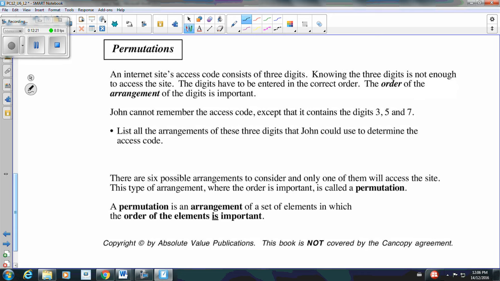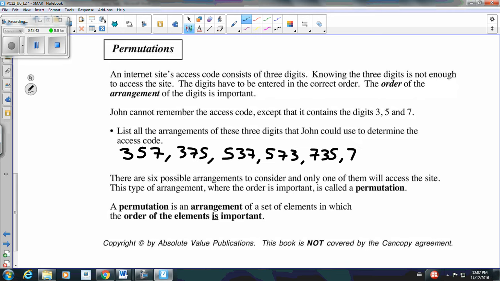So we know 3, 5, and 7, so I'd start with, well, if 3 is the first number, I have the choices 3, 5, 7, or 3, 7, 5. If 5 was the first number, I'd have the choices 5, 3, 7, or 5, 7, 3. And if 7 was the first number, well, then I'd have the choice of having 7, 3, 5, or 7, 5, 3. So there are 6 possible arrangements to consider, and only one of them will access the site.